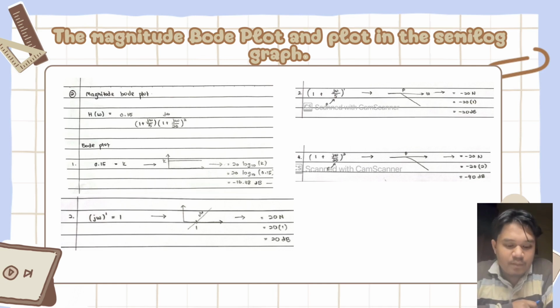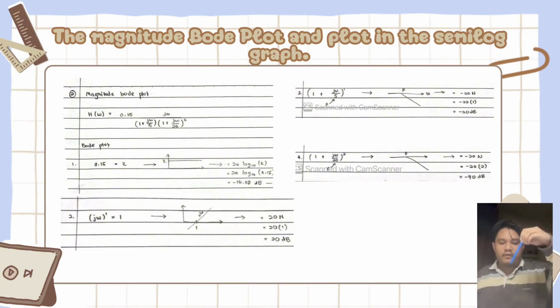For number 3, 1 plus jω per 5 over 1. So the 5 is P. We refer to P and ω, and the graph goes downward. The equation is negative 20 times N, so we got negative 20 dB. For number 4, 1 plus jω per 20 to the power of 2. So the P is 20. We go to the graph, same as number 3, it goes down.